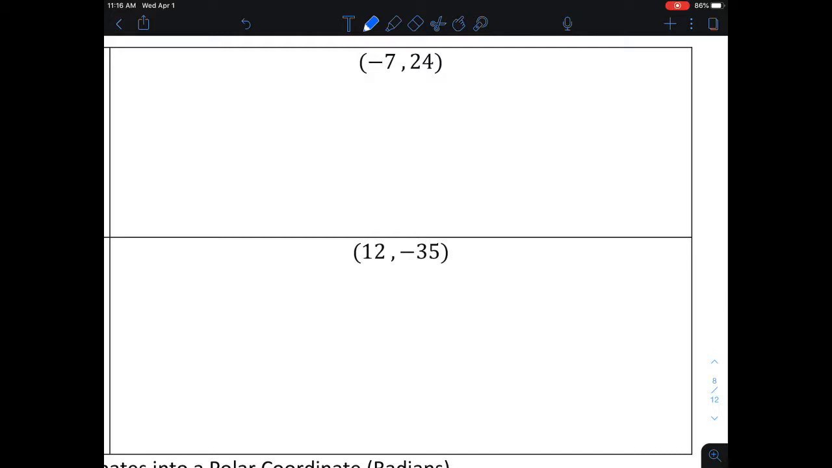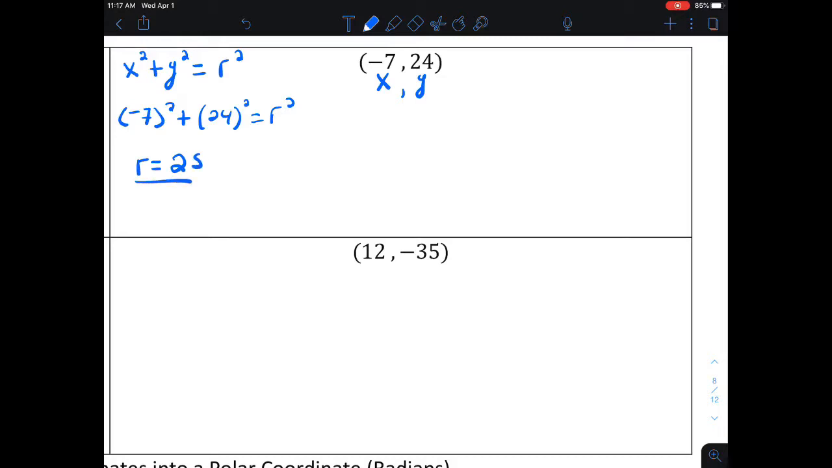Now let's look at a second one. Again we're given a rectangular coordinate, x by y, and I want to find the polar form of that point. I'd start by finding r, the radius part of the polar point. x squared plus y squared is equal to r squared, so we'd have negative 7 squared plus 24 squared is equal to r squared. Solving for r, we get r to be 25. So I have one piece here. Now we need to find the angle. Tangent of theta is equal to y over x, and our reference angle is going to equal the inverse tangent of the absolute value of y over x, so 24 over negative 7.